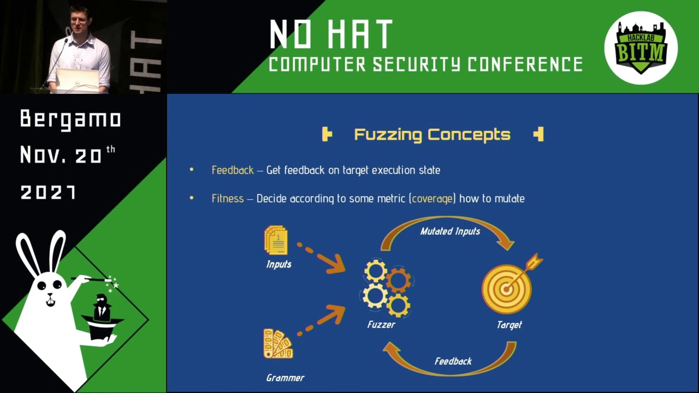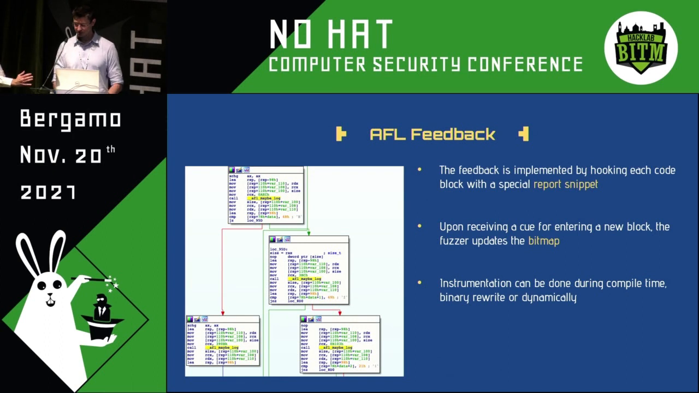You can think of it as the edges we cover or the blocks. And fitness is how, when we get this feedback on the execution state, we decide to proceed with it. So usually the metric is coverage. The more coverage we get, the better. Right, so that's pretty much how regular AFL feedback works.